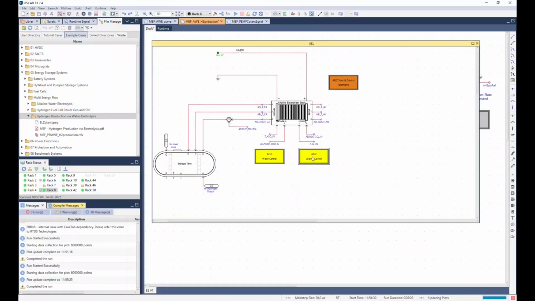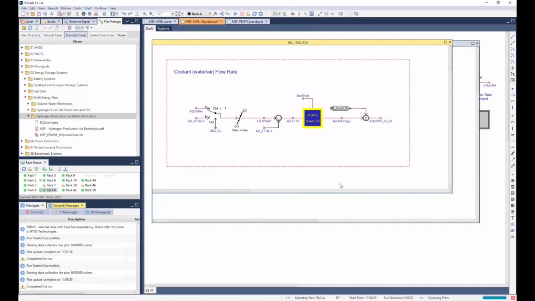This is the temperature controller. It adjusts the coolant flow rate to the alkaline water electrolyzer stack to maintain its temperature at the desired value. So I am controlling the temperature at 350 in this case.